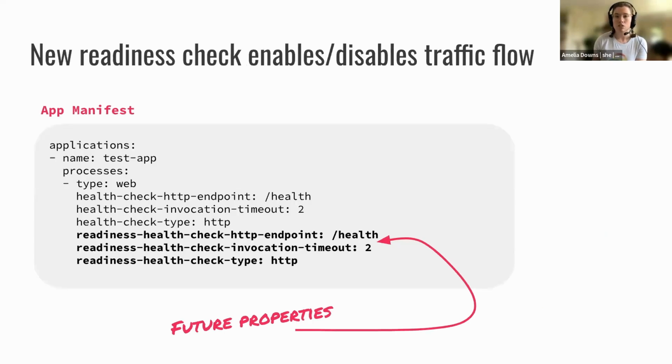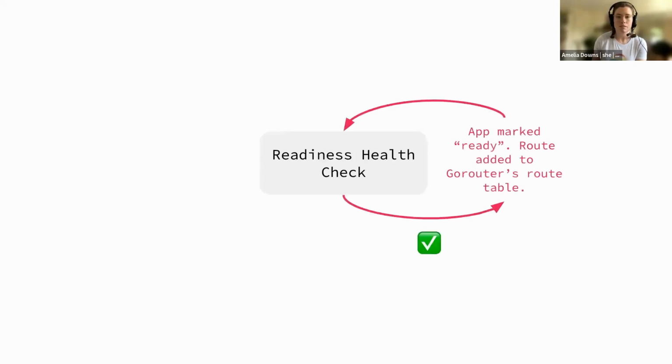The new readiness health checks will be configured in a similar way to the current health checks. You can see these almost identical properties here. Also an HTTP health check being configured for the readiness health check. These properties will configure this readiness health check, which will look something like this. When the readiness health check succeeds, the app will be marked ready, and the route will be added to the Gorouter's route table. This means end users will be able to send traffic to it.